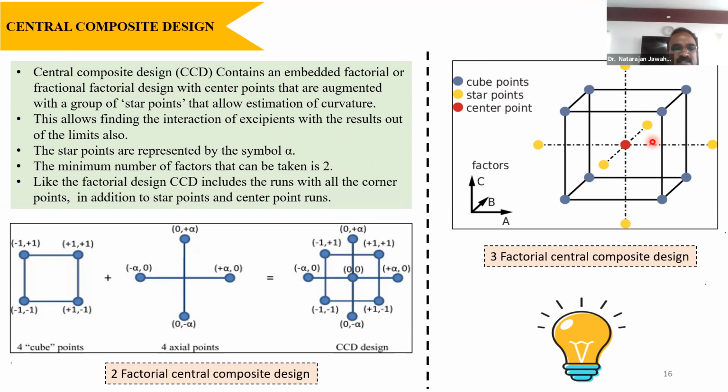The minimum number of factors that can be taken, that's one condition: for central composite design, a minimum of 2 factors should be there. And it is also like a factorial design. CCD includes the runs with all the corner points in addition to the star points and center points. Usually in factorial designs, we will consider only the corner points, but in CCD, we will also consider the star points.